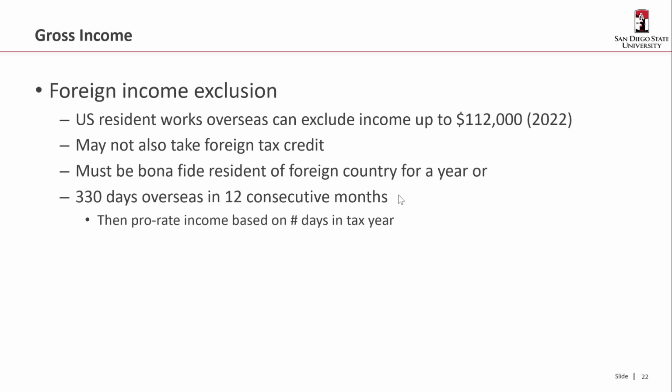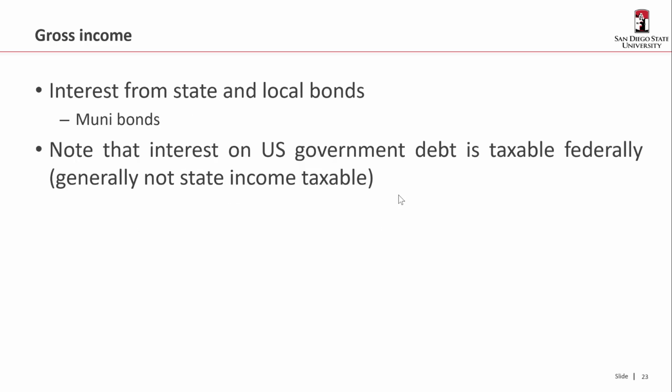You must be a bona fide resident of that foreign country for at least a year, or 330 days overseas in 12 consecutive months. And temporary departures don't count, right? And then if you're only there for 330, then what happens is you prorate your income based on the number of days in the tax year. So for example, if you left halfway through 2022 to live overseas, you can't apply the exclusion to all of your income, right? Because you were really only overseas for half the time.